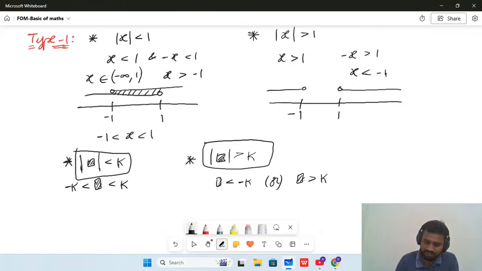Any lag from my side? I can see no lag. So no lag is there.